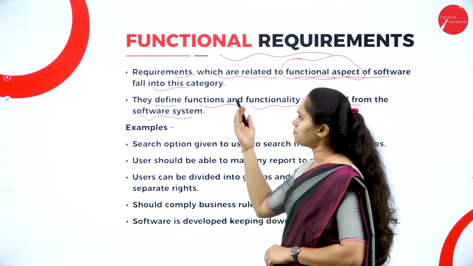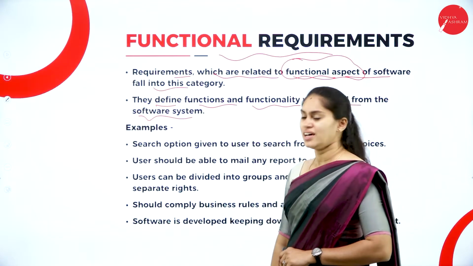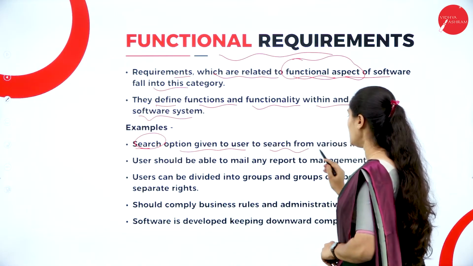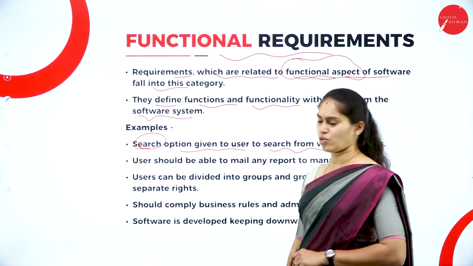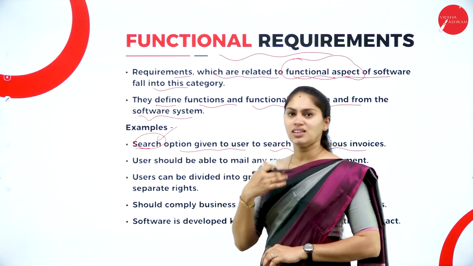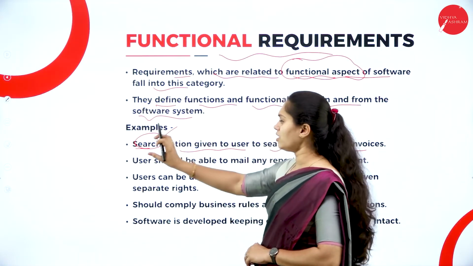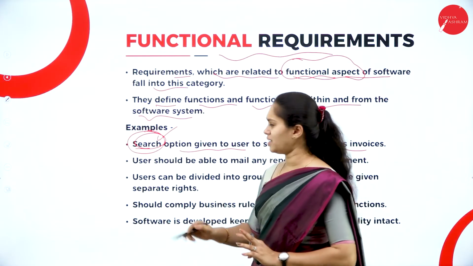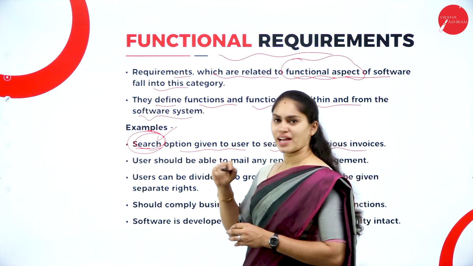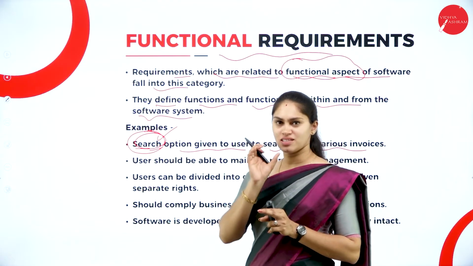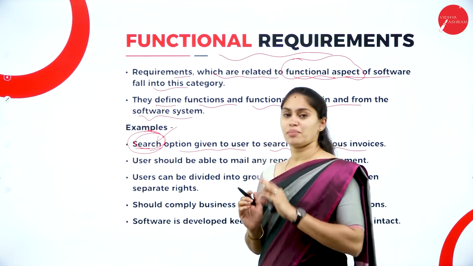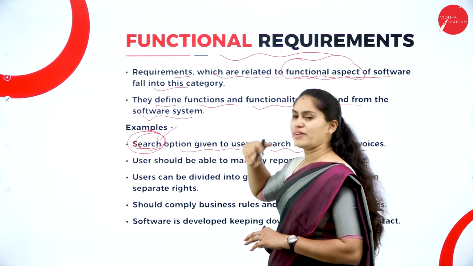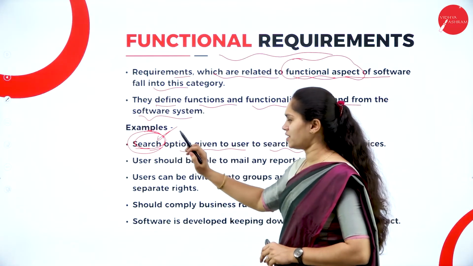Then what are the examples we can expect from functional requirements? Search options, which are given to the user to search from various invoices. This is one function, one operation. When a requirement is related to this search option, I just want one search button, and there must be predefined wordings. All those requirements come under what? Functionality. So that is one example.